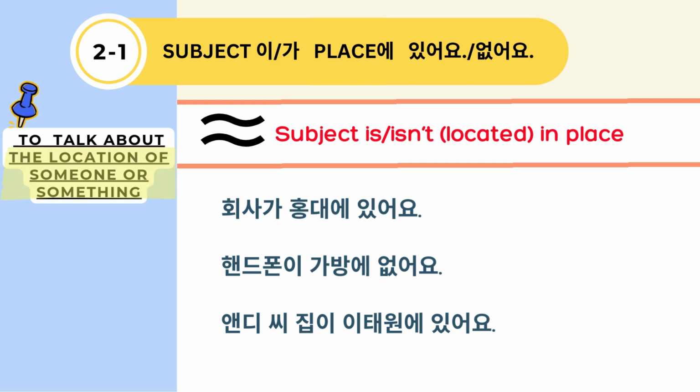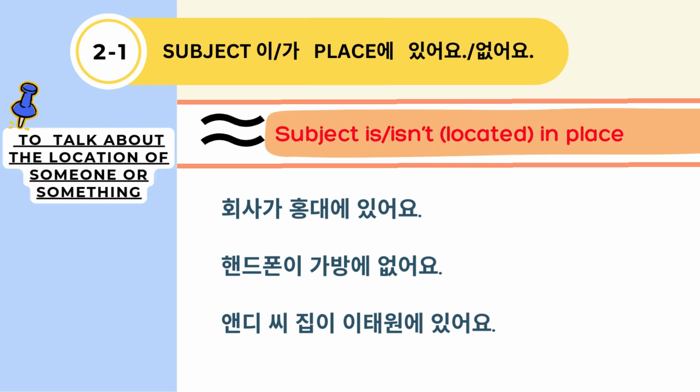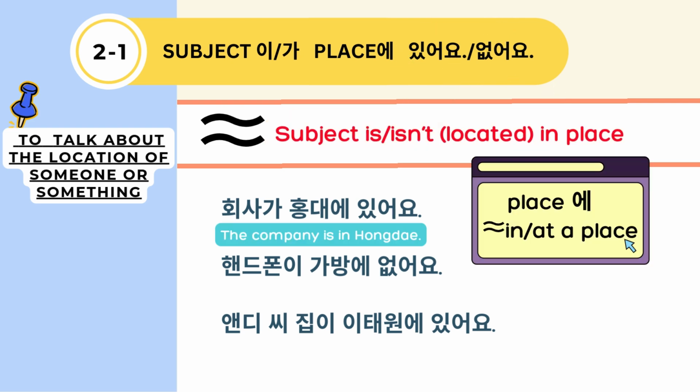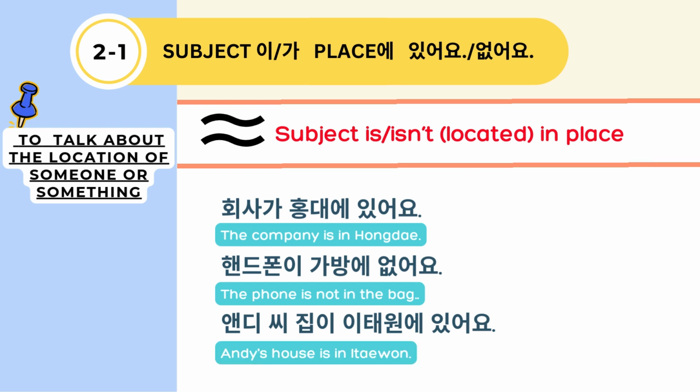2-1. Stating the location of objects and people. This structure builds on the previous one and is used to describe where something or someone is located. Subject 가, Location 에 있어요 or 없어요. Examples. 회사가 홍대에 있어요. The company is in Hongdae. Here, 에 functions similarly to in or at in English. 핸드폰이 가방에 없어요. The phone is not in the bag. 앤디 씨 집이 이태원에 있어요. Andy's house is in Itaewon.